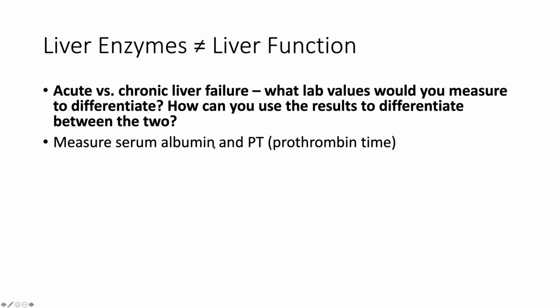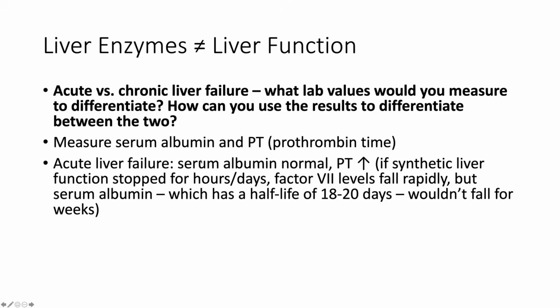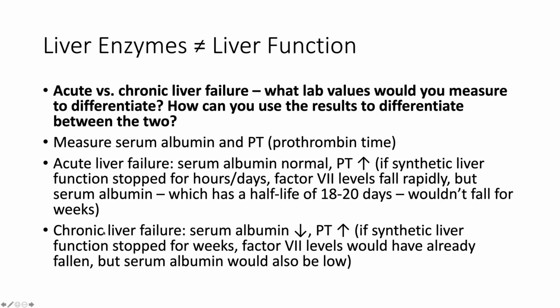So you'd measure the serum albumin and PT. In acute liver failure, your serum albumin would be normal because it has a really long half-life, weeks. Versus PT would be up, because if your liver stopped making coagulation factors, your factor 7 levels would fall basically within a day, like 12 hours. Versus chronic liver failure, where there would be enough time, weeks to months, your serum albumin would be much lower, and your PT would still be high. Your PT would be high in both cases, but your albumin would be normal in acute liver failure because it hasn't had time to fall, versus in chronic liver failure, it would be low.